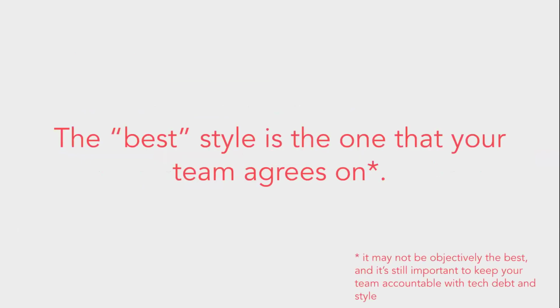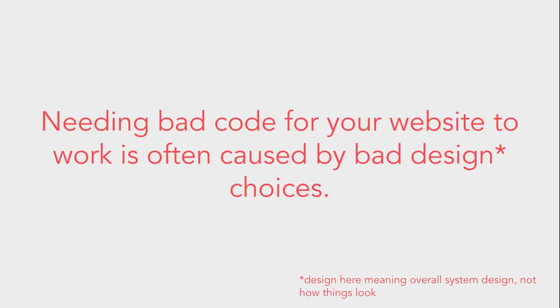Okay, and 3, writing quality code. The best style is the one that your team agrees on. So don't be a lone wolf walking by yourself, but instead discuss with your team about how to progress forward. And something we've noticed is that needing bad code for your design to work is often a result of bad design choices. So how do we design well from the start?